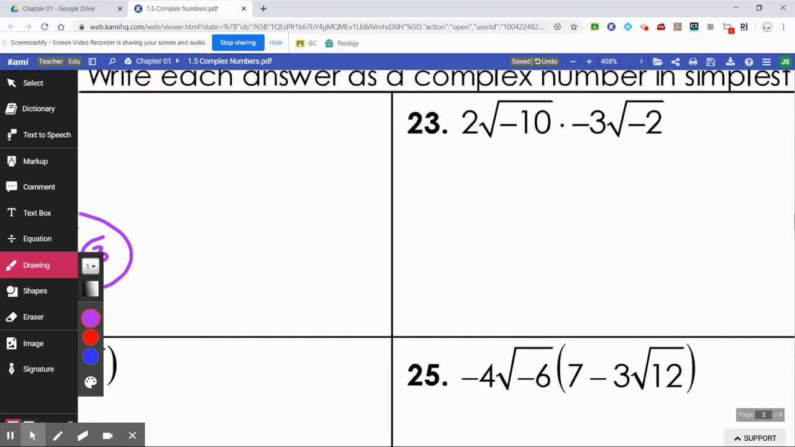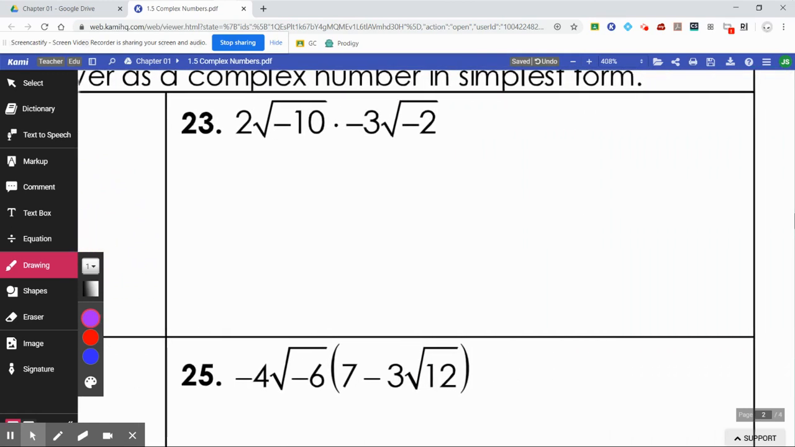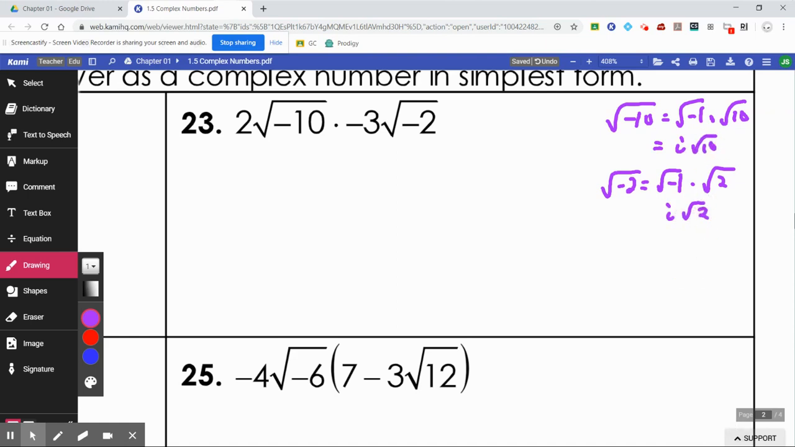And the next one, number 23. Same thing, make sure you split the square root of negative 10 into the square root of negative 1 times the square root of 10. And the same thing with root negative 2 is root negative 1 times root 2. So this would be i root 10, and this is i root 2. So here we now have 2i root 10 minus, or times, excuse me. And I don't like that they did not put parentheses around that, times negative 3i root 2.